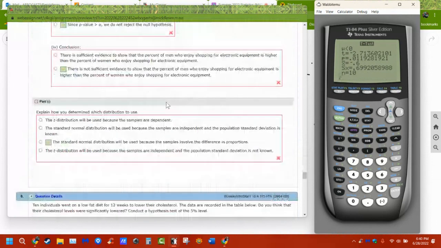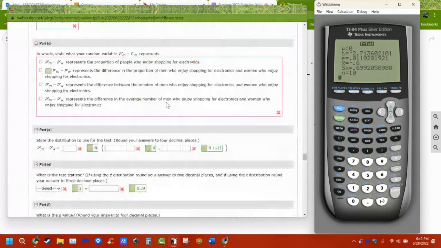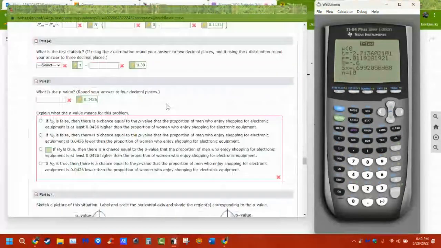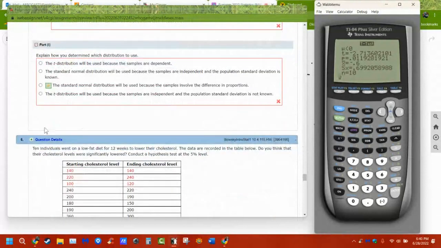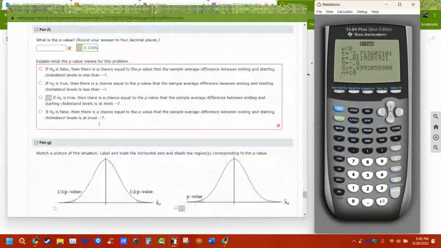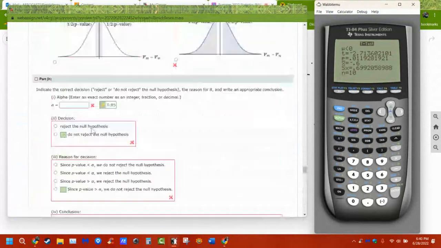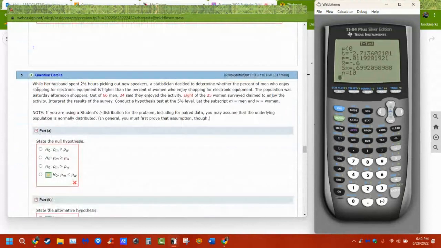I think this is the last one I'm going to do here. Number six. Oh, it's 5 and 6. Okay. And to do 5, for some reason I thought that said 6, but it says 5. Which is kind of a funny thing.